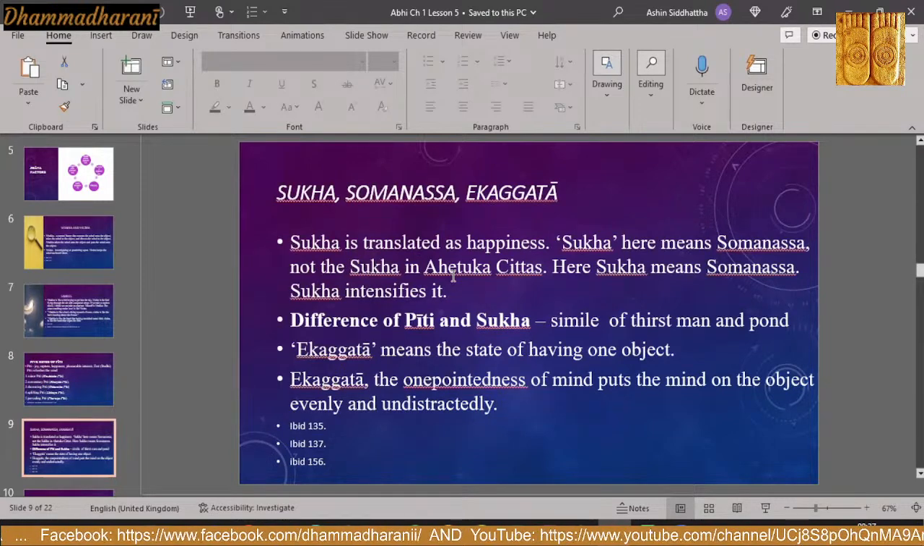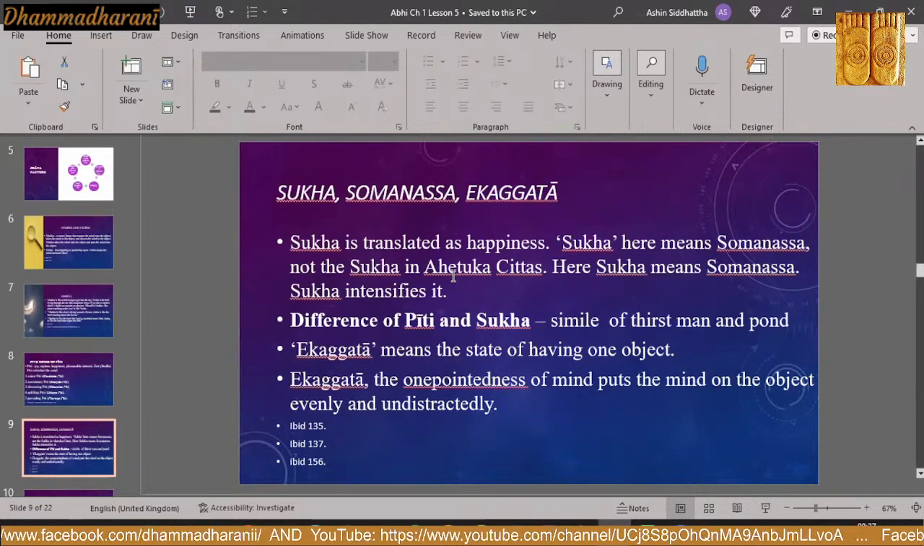Now we have learned vitakka, vichara, and piti. Now we have to learn the remaining 2, sukha and ekaggata. Sukha is translated as happiness. Actually, you can remember the sukha of the ahetuka citta, sukhasahagata kayavinnana, is different from here. Here sukha means somanassa vedana. So what is the nature of the sukha here? It intensifies the mind.